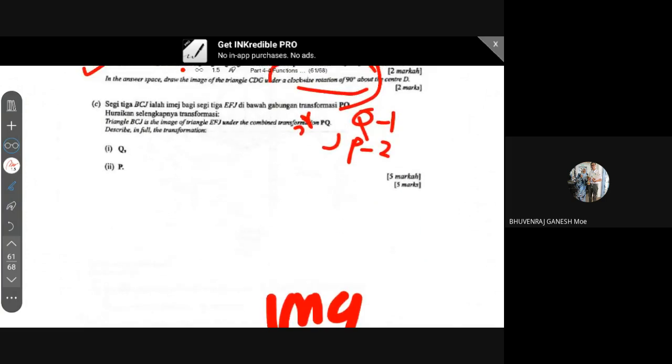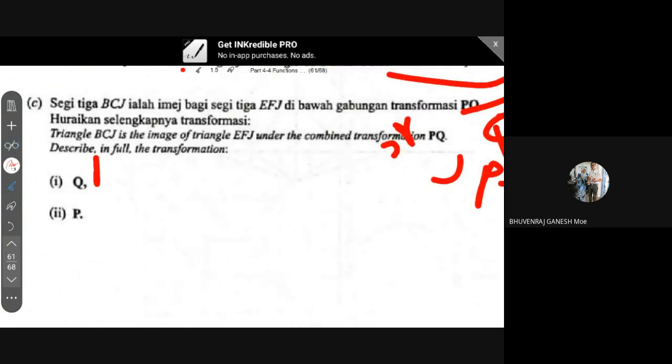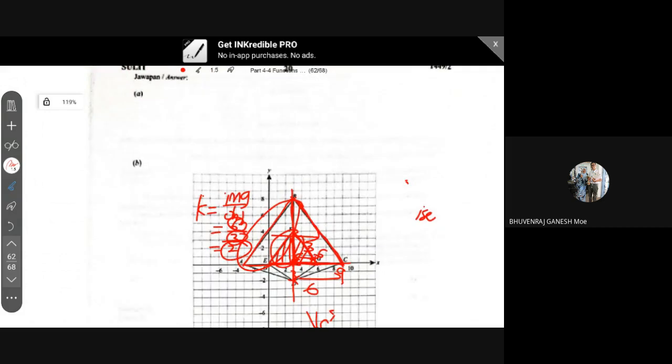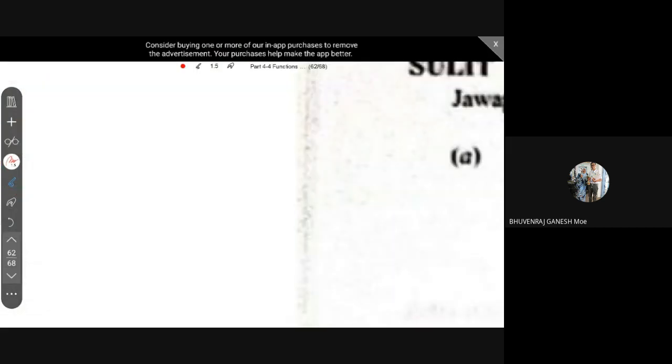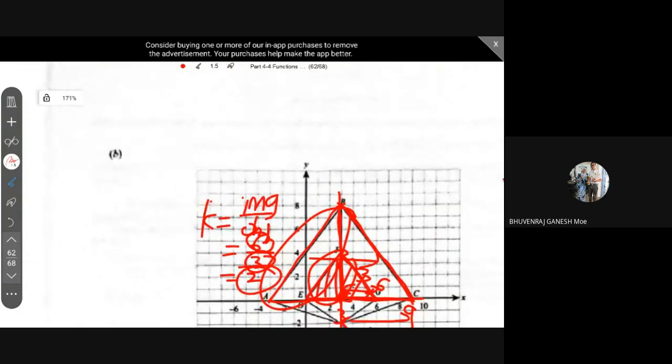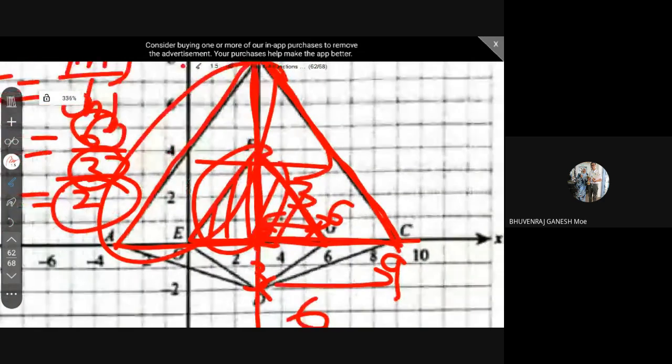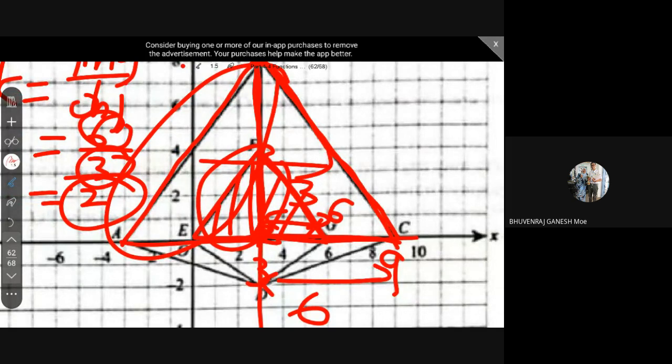Okay, how do we describe Q first? So let's say I want to use the reflection. I think this one you all learned in the lower form. How do we describe reflection? How do we say it? Can you tell me the full answer based on the diagram I show you here? Where is the reflection occurring? Which equation? What is the equation where we reflect this triangle to this one?